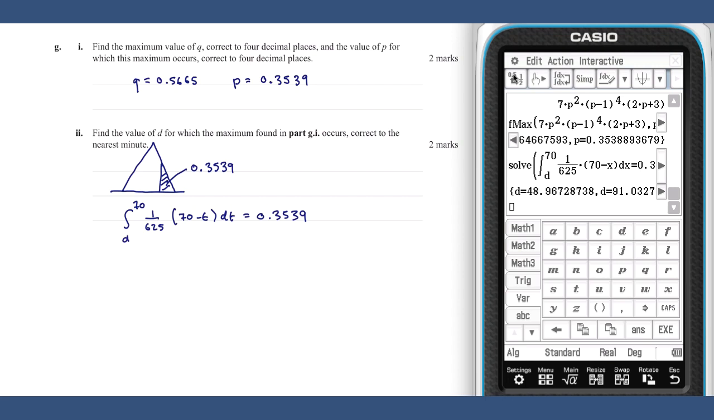This gives our value for D as 48.96, or as we're after answer to the nearest minute, 49 minutes.